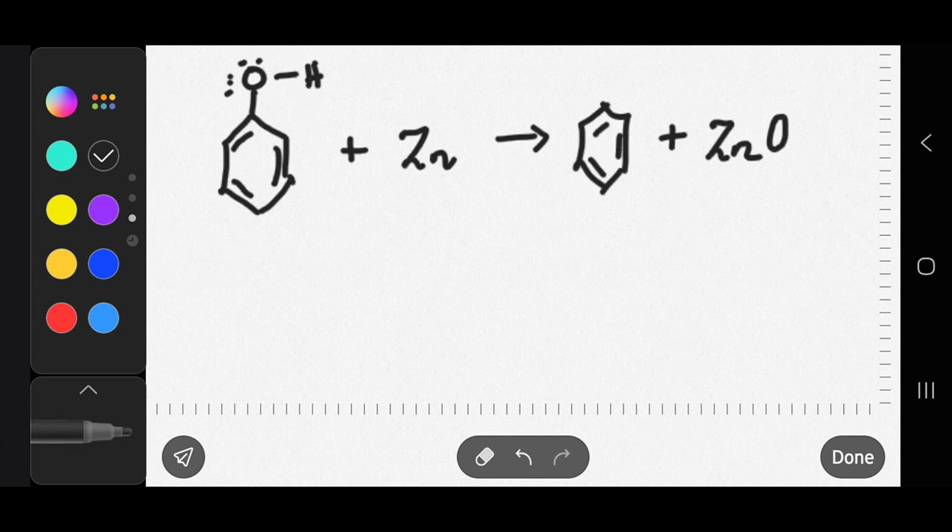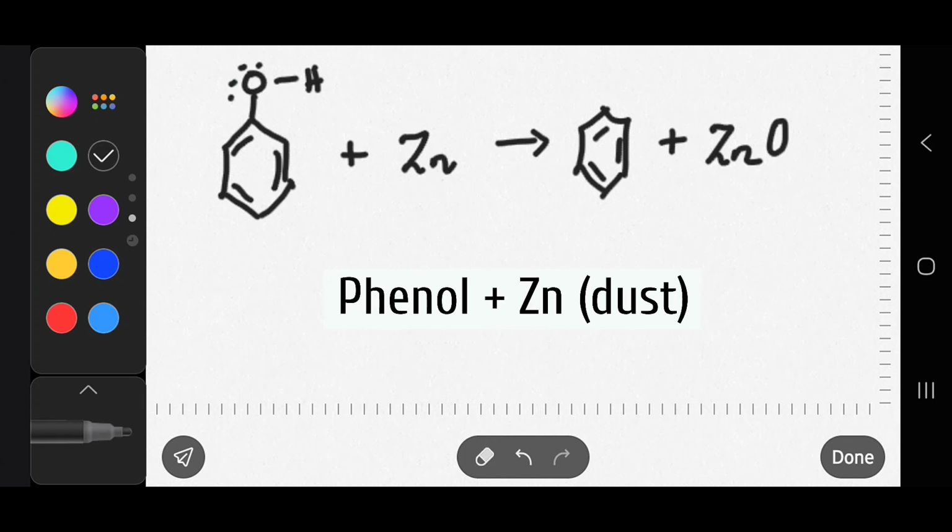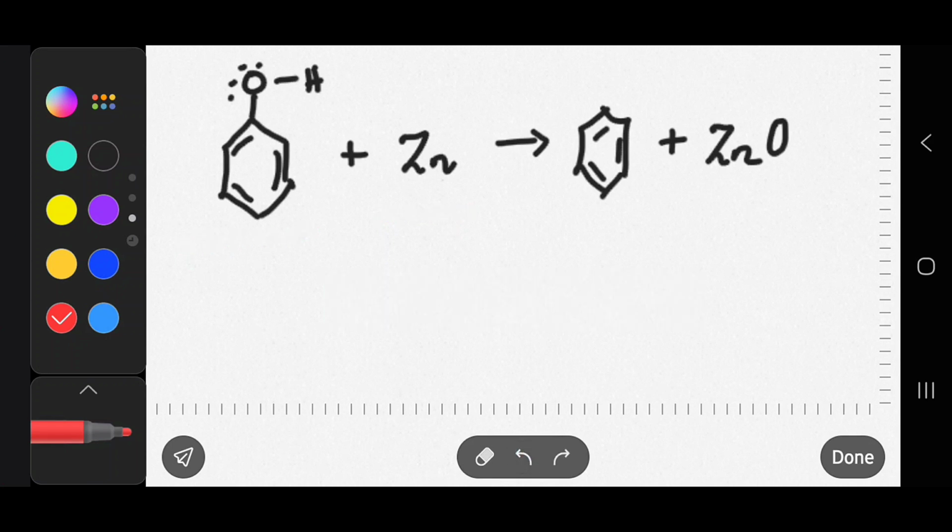So in this video, I'm going to show you how you can write the mechanism of this reaction. This is a reaction between phenol, here you go, this is phenol, and zinc dust. Basically, we all know that phenol is a weak acid.